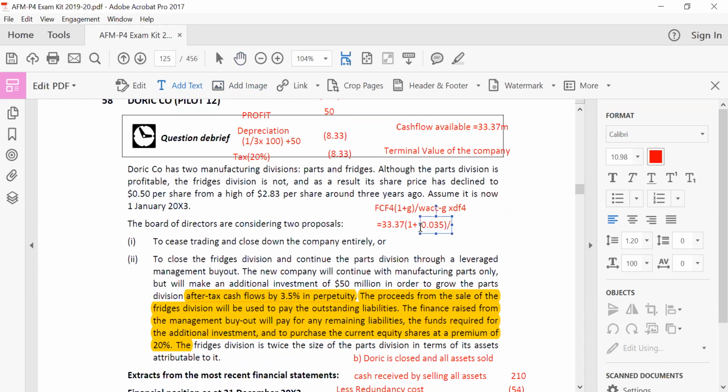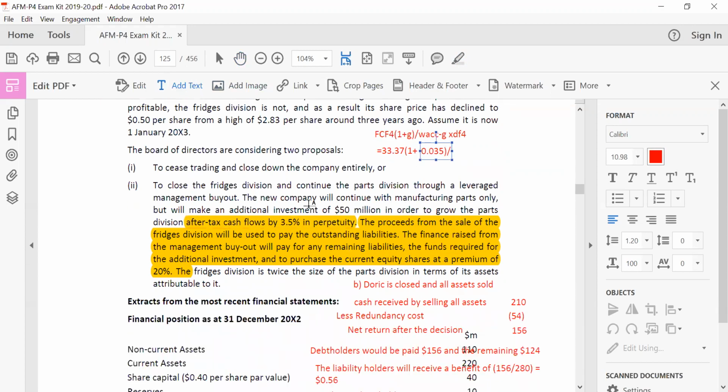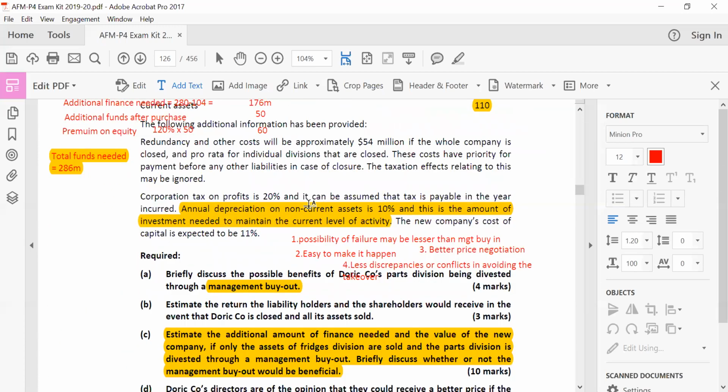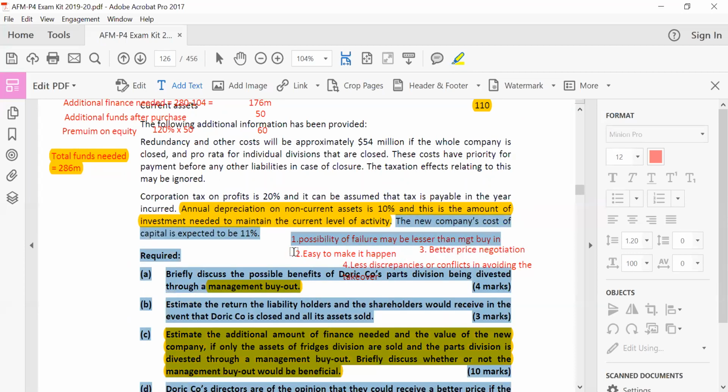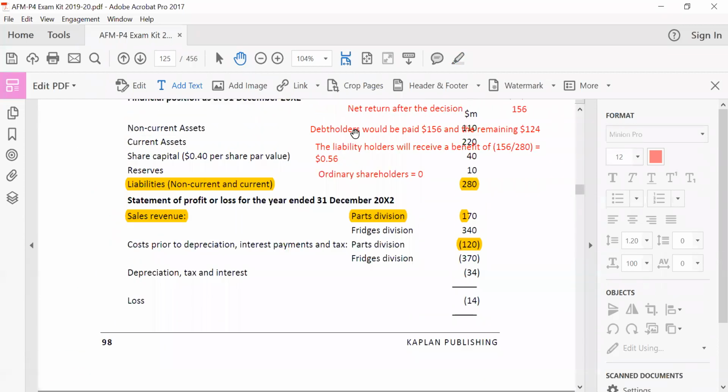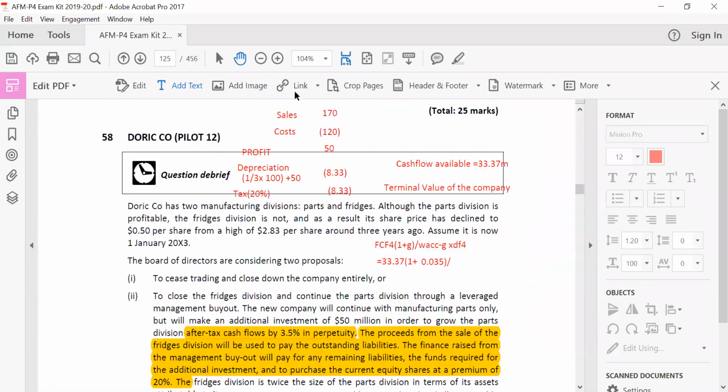Then I'll divide it by the WACC. Hey, I didn't see any WACC in the question. No, the examiner is telling me to talk about WACC. I think there was some information: the new company's cost of capital is expected to be 11%. We do not have any other information apart from this. So that's what we use in our computation. So I'll say 0.11 minus the growth, 0.035.